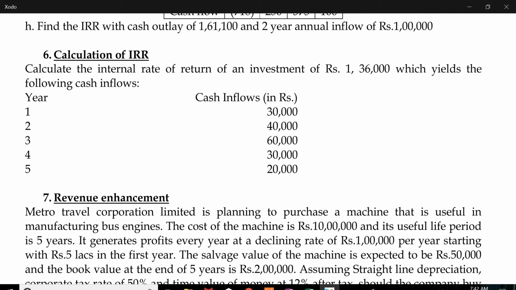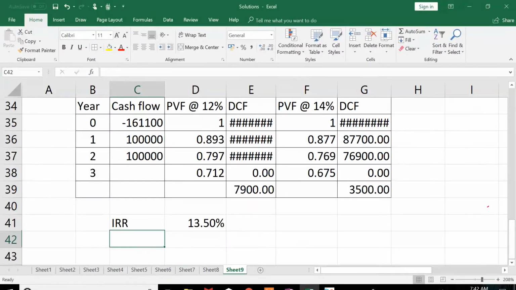8.63. Any doubts on this guess rate calculation? Otherwise IRR will become difficult. Any doubts on the guess rate? Start at 9%. Start calculating at 9%.